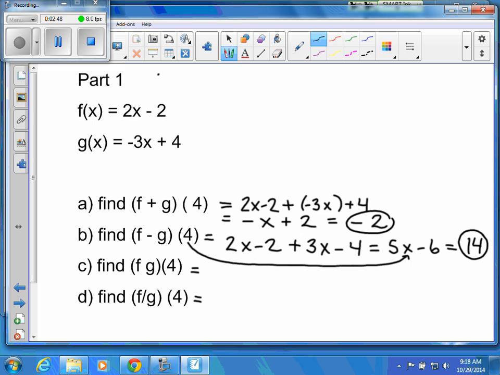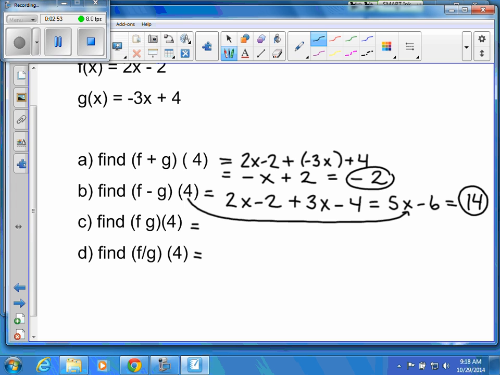Okay, now I'm going to multiply f times g. And when I multiply f times g, I'm going to write down 2x minus 2 times negative 3x plus 4. And I'm going to solve by using the FOIL method. 2x times a negative 3x is a negative 6x squared. This makes a positive 6x. This makes a positive 8x, which gives you a positive 14x minus 8.